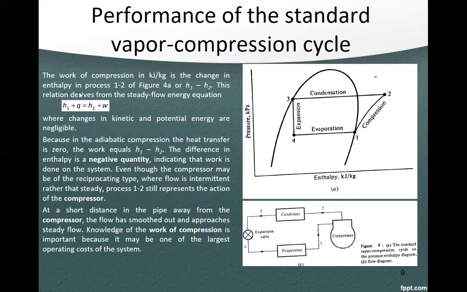Now, the work of compression in kilojoules per kilogram is the change in enthalpy in process 1 to 2, Figure 4a, h1 minus h2. This relation is derived from the steady flow energy equation, h1 plus Q is equal to h2 plus W, where changes in kinetic and potential energy are negligible. Because in the adiabatic compression the heat transfer is zero, the work now equals h1 minus h2.